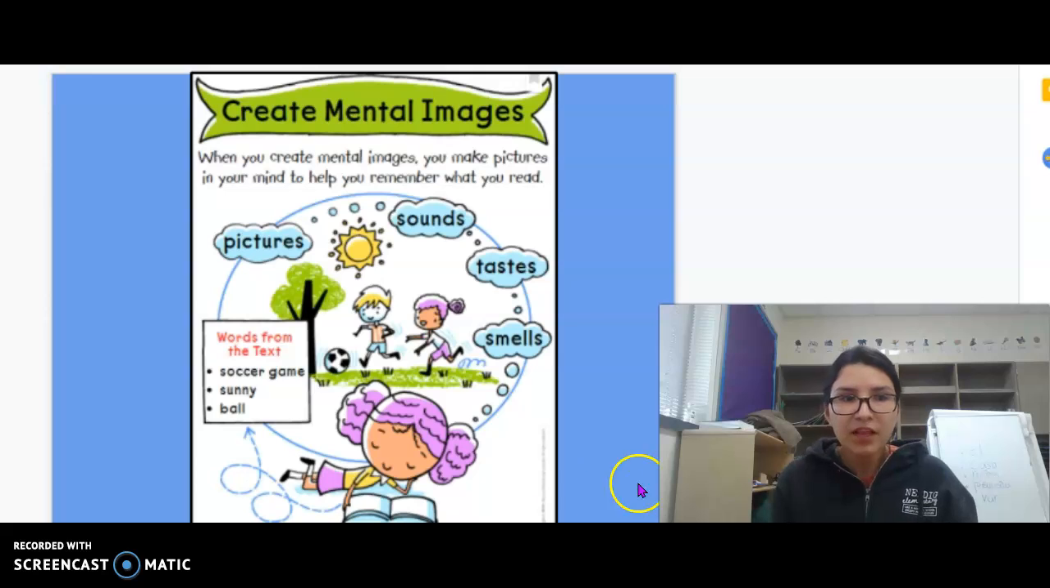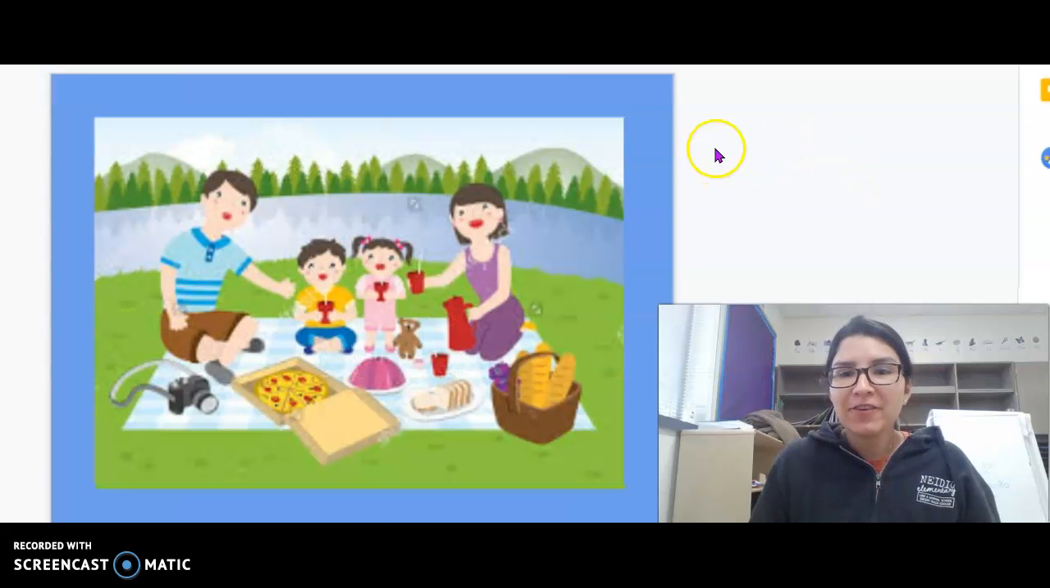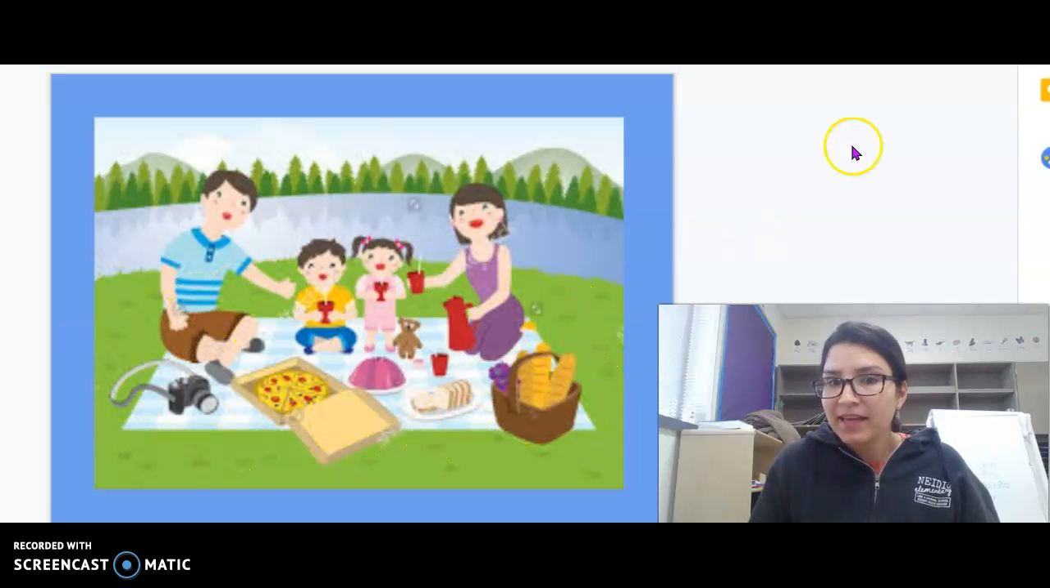So let's go ahead and look at a picture and talk about it. What I would like for you to do is use this picture of this family having a picnic, maybe at a park by a lake, to help yourself create a mental image of what it'd be like if you were having a picnic outside by a lake. So I'm going to give you some time so you can create a mental image in your mind.